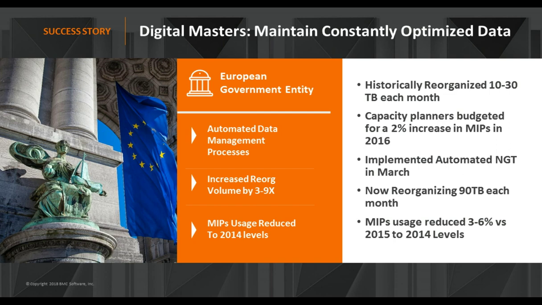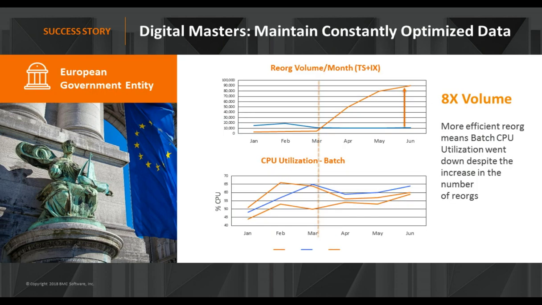So what we did was we implemented NGT automation in March, and that's important because on the next couple slides I'm going to show you some charts that they gave us. They started in March, fully implemented by, I believe, June of 2016. They're now reorganizing about 8 times as much data as they used to. It ends up being around 90 terabytes each month.